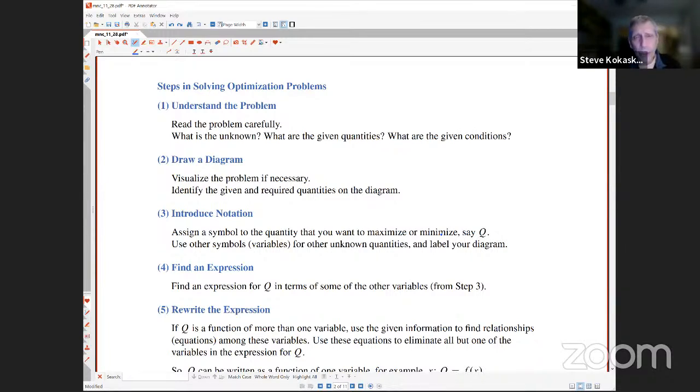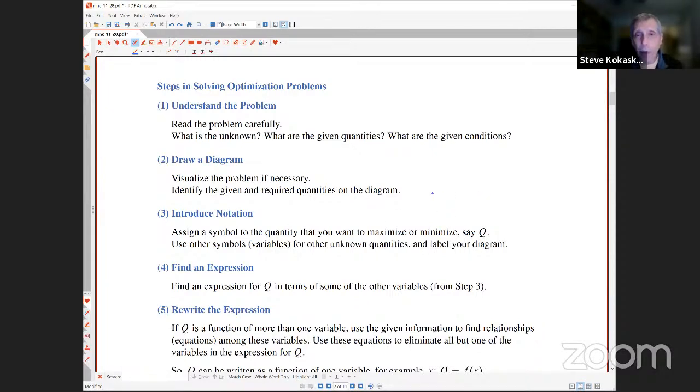And three, we want to introduce notation. As an aside, I'll remind everyone that the College Board is really stressing notational fluency, good communication skills. And so I think it's important to use good notation. First thing you want to think about is to assign a symbol to a quantity that you want to maximize or minimize. For the sake of these instructions or steps, I'll call that Q for quantity. But use some other variables for other unknown quantities or even known quantities, and make sure that you label the diagram.